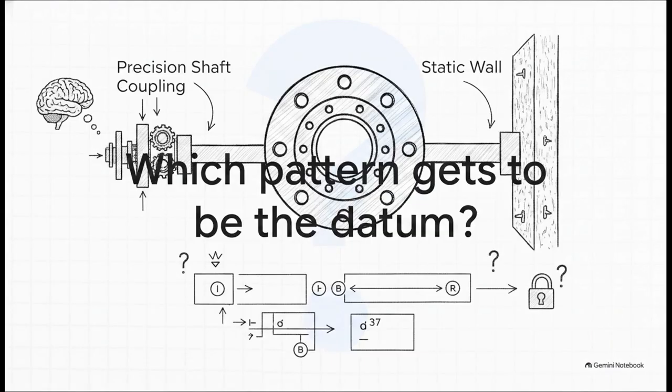All right, let's kick things off with a little mental exercise. Picture this. You've got a large flange. It's got two separate bolt hole patterns, an inner ring and an outer ring. Both are potentially usable as datums, and both are absolutely, undeniably critical to the part's function. But before we crack open the standard, I want you to commit to an answer in your head. If I tell you that the inner ring mates with a high-precision shaft coupling and the outer ring just mounts to a static wall, which one dictates the geometry? Which pattern actually gets to be the reference, and what happens to the other one? Seriously, lock in your answer right now.